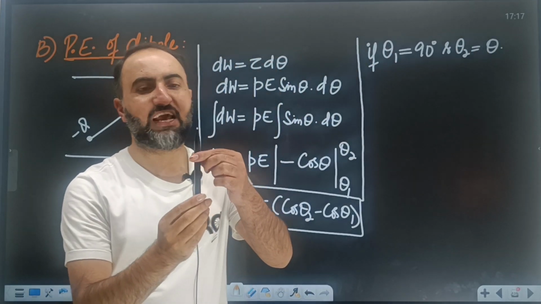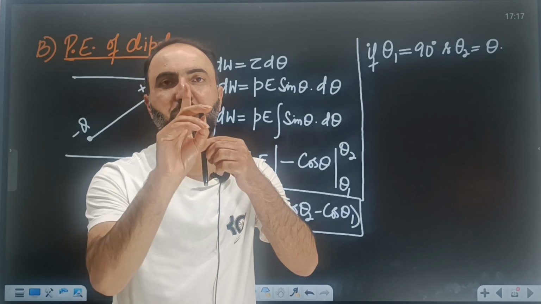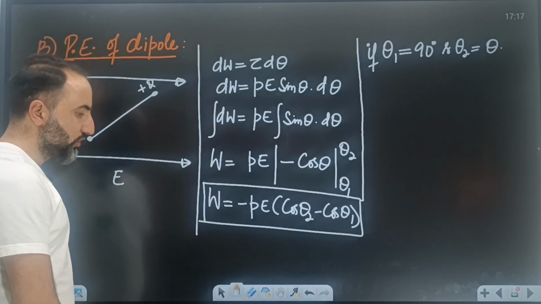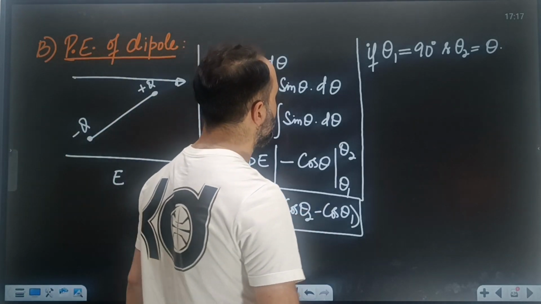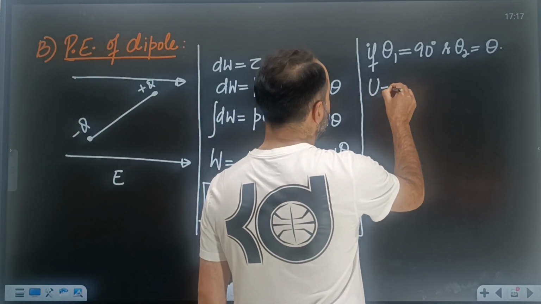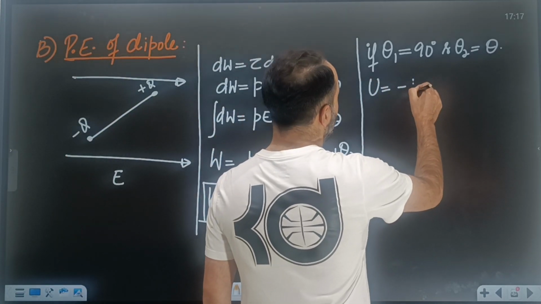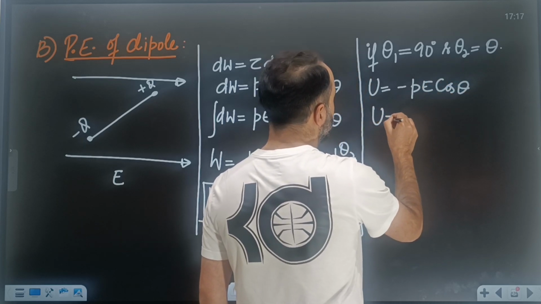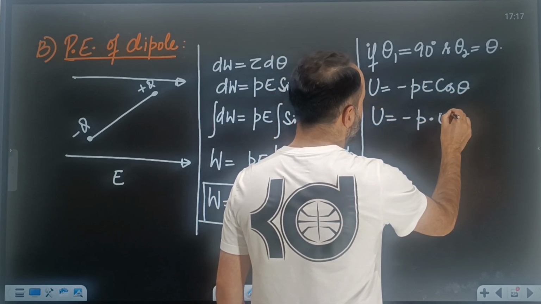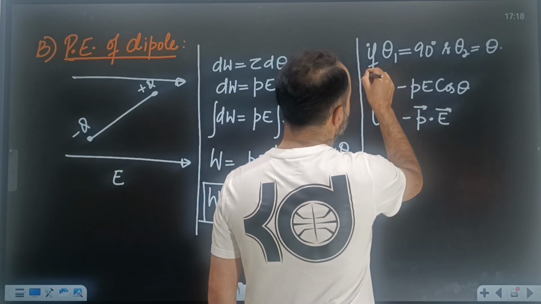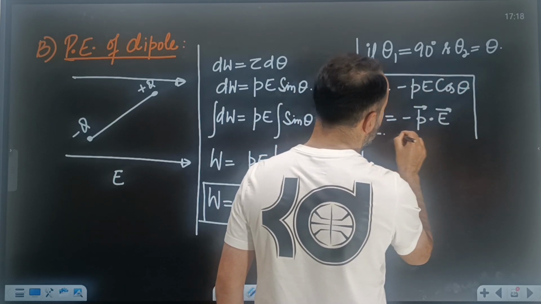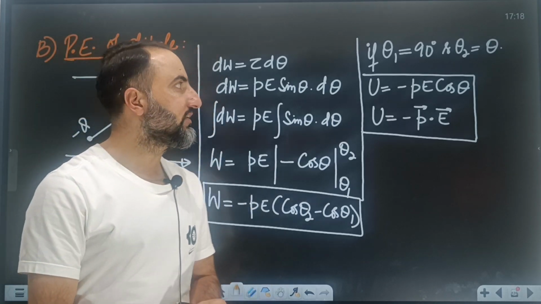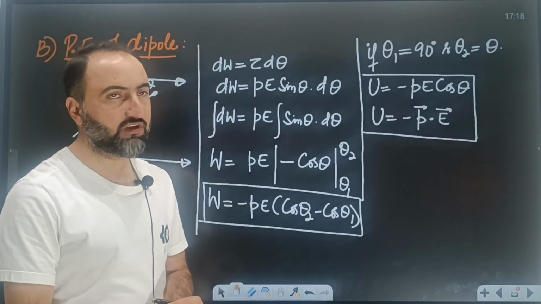So initially the dipole is in this very position. The dipole moment is upwards and the electric field is towards the right. What's the angle? 90 degrees. So what is cos 90 equal to? 0. So the potential energy will be equal to the work done, which is minus pE cos theta, or the potential energy can be written like this. It is equal to minus p dot E. This is the equation for the potential energy of the dipole in a uniform electric field, that is minus p dot E, which is equal to minus pE cos theta.